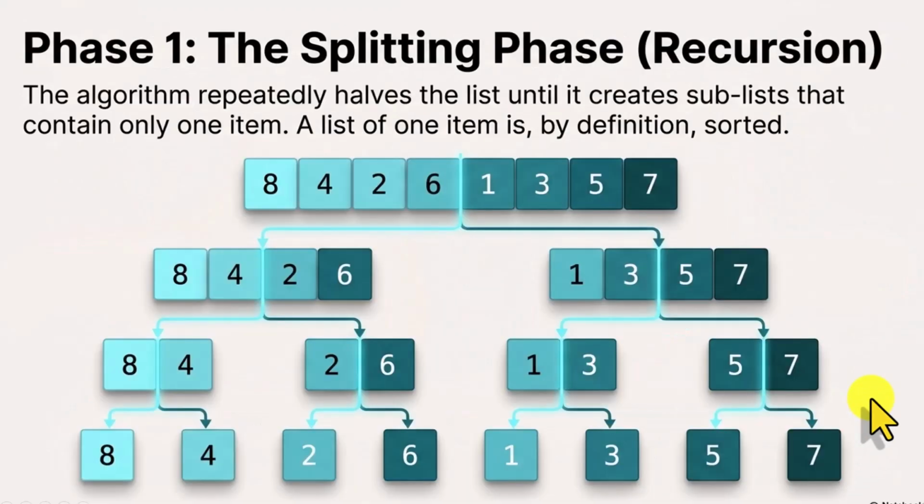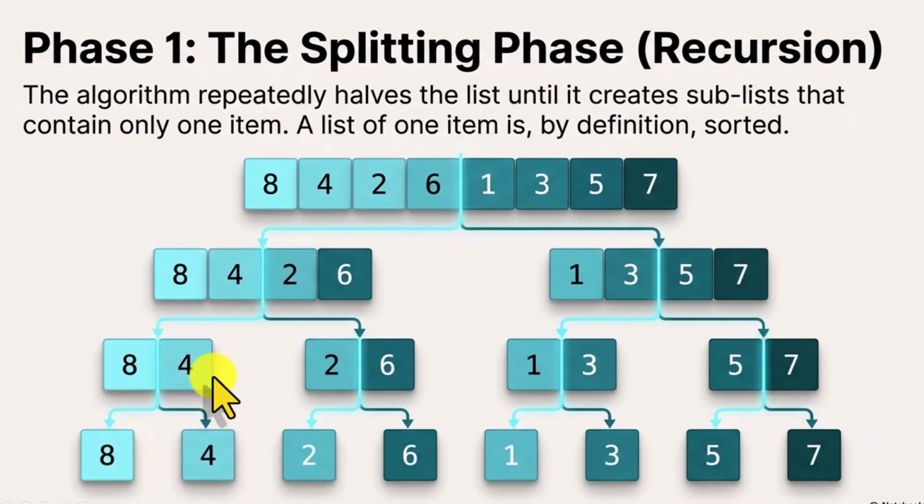Clear? Then see phase 1, the splitting phase, recursion. Here we will just call the split function, and we will split the main data into 2 smaller data sets. Then we will keep dividing them until we get to 1 element, which is sorted by definition. One element is just already sorted.